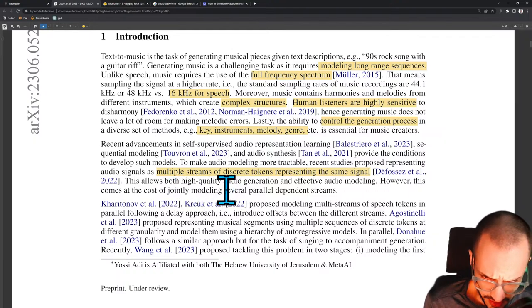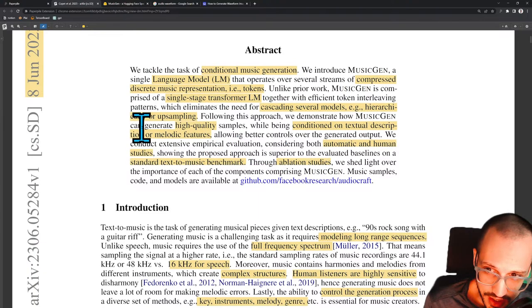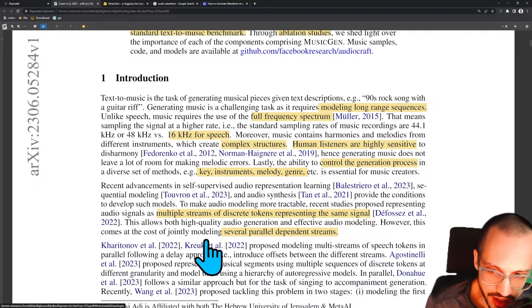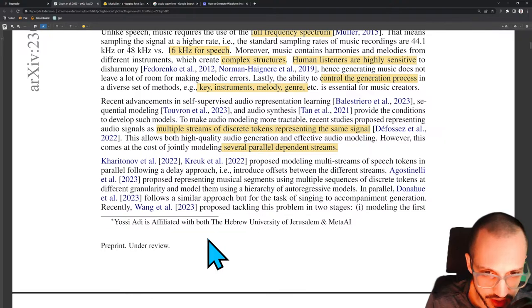It's now you have several parallel dependent streams, and it seems like from this abstract, one thing that they're talking about here is single stage. So it seems like they're going to be doing this in one shot. They're going to generate it directly, not have to generate different parts of it and then combine them at the end, or generate one part and then refine it.